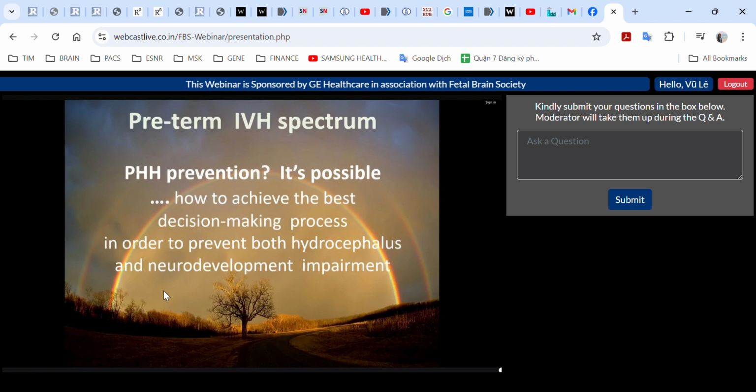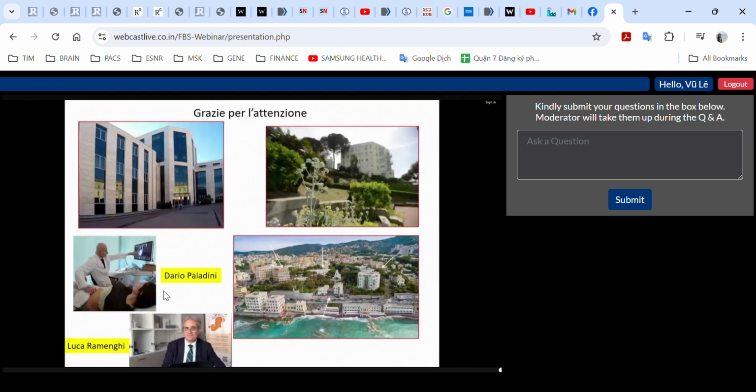Post-hemorrhagic prevention makes it possible to achieve the best decision-making process in order to prevent both hydrocephalus and neurodevelopmental impairment. I thank Professor Palladini and Professor Amenghi for the collaboration we have had in all these years.